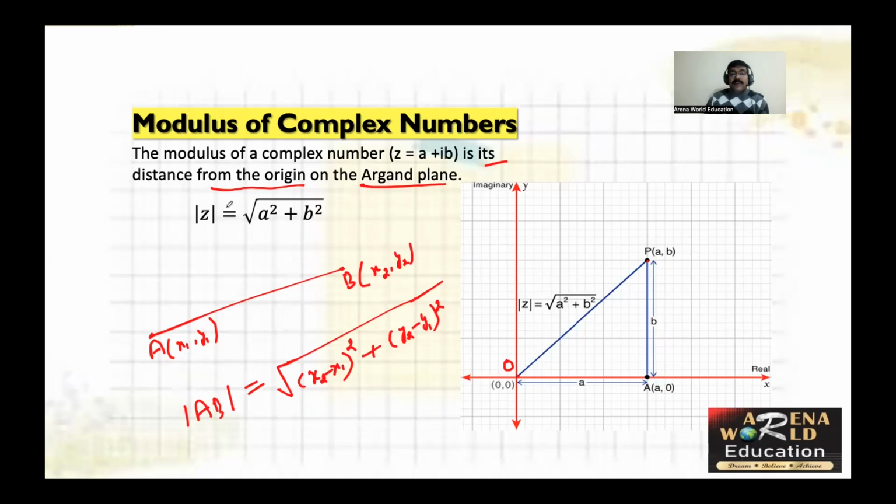So modulus of complex number, this is the sign of mod z. So mod z is equal to under root a square plus b square. So this is called modulus of complex number. So note down this one. This is very, very important. Whenever we find modulus of complex number, we will directly use this result.